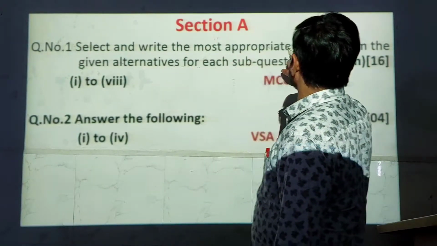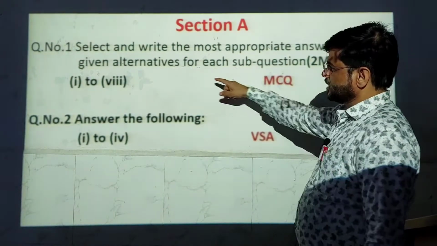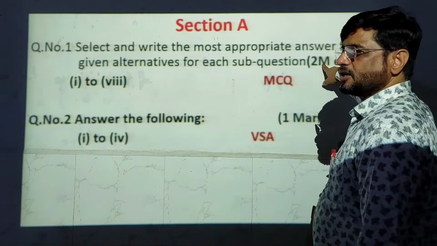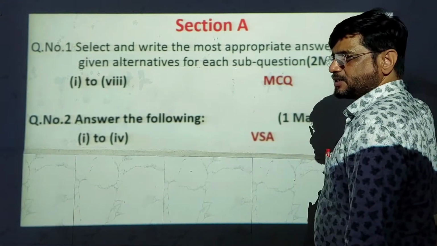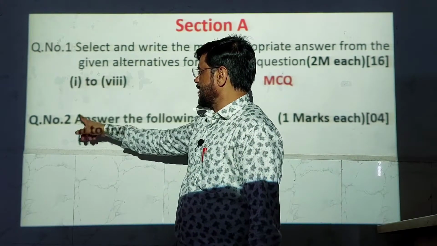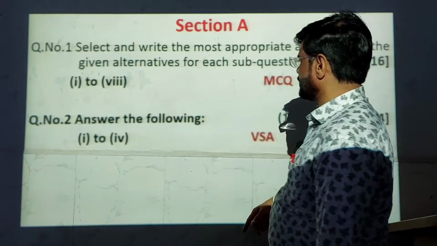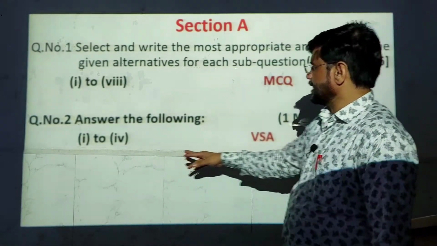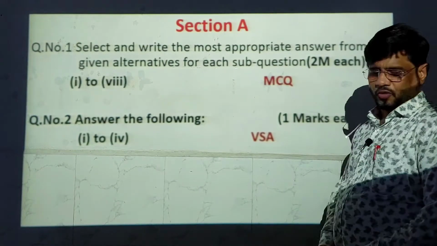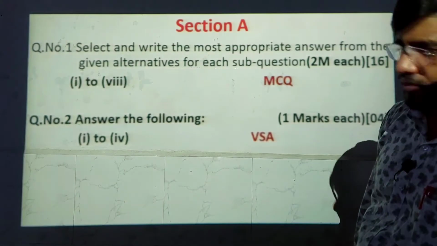What is question number 1? Select and write the most appropriate answer from the given alternatives for each sub question. 2 marks each. It has 16 marks. The sub questions are 1 to 8. And question number 2, answer the following. There are 4 questions, 1 to 4. It has 4 marks, each question having 1 mark.